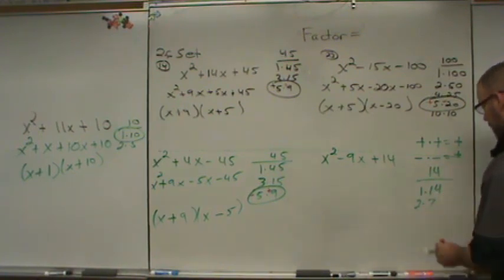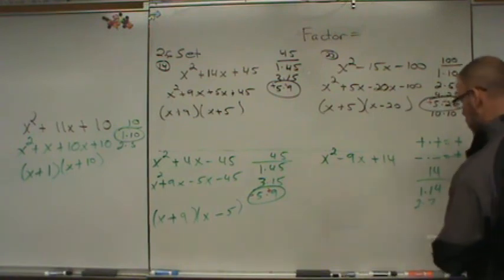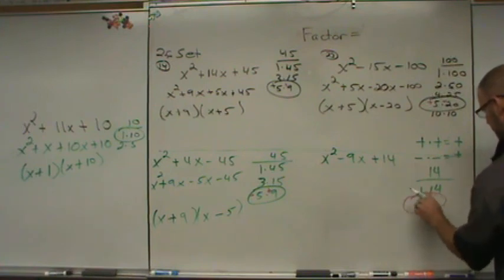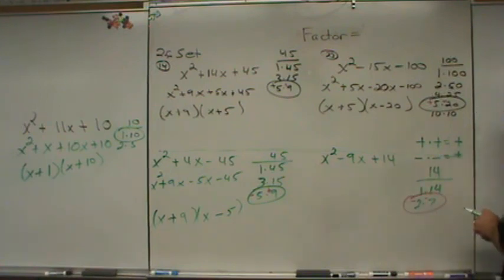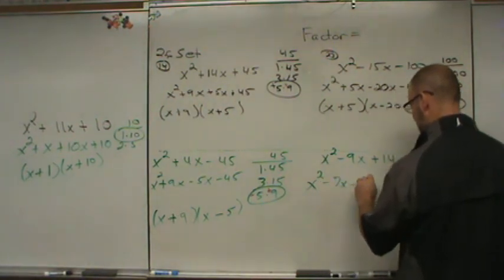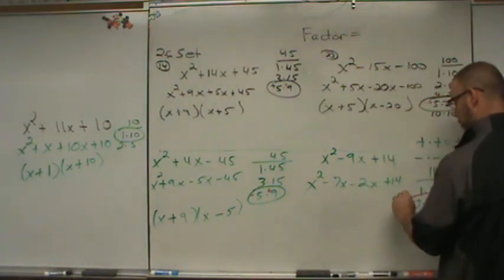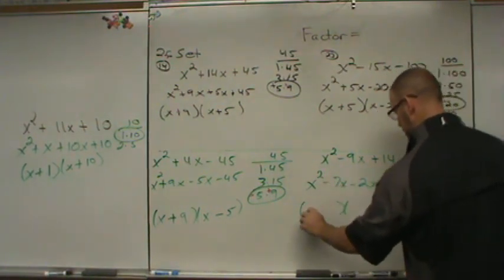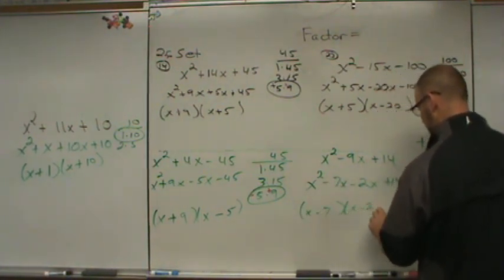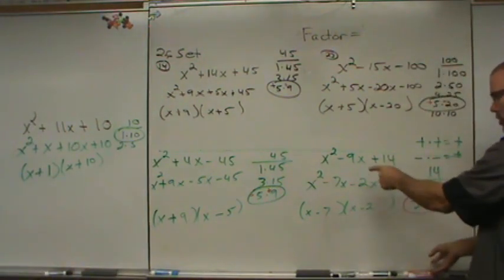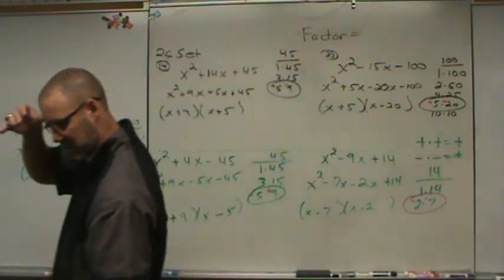It's easy. Now that I have my factors listed, which ones give me a negative 9? Negative 7, negative 2. Expand it. X squared minus 7x minus 2x plus 14. There is a reason for expanding this. X minus 7, x minus 2. I'm not going to go into the detail right now, but yes, show your work. Ask questions if you need to.